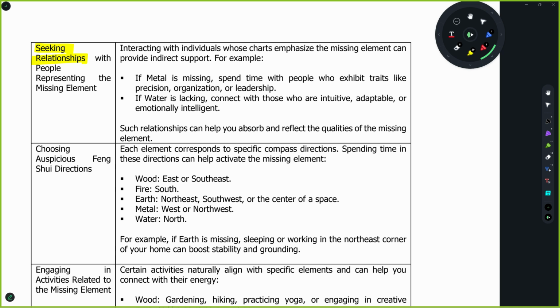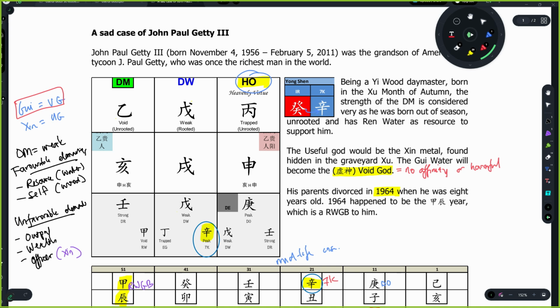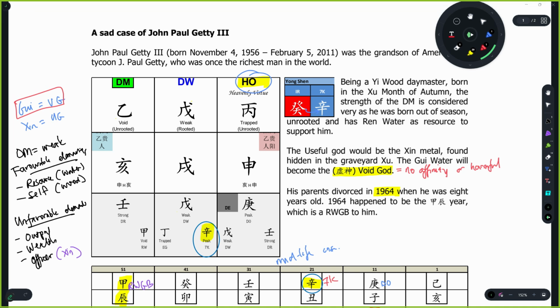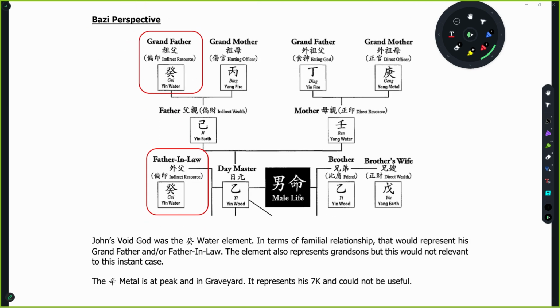Now, when you seek relationship, in the past, where nuclear families are larger, extended families, where it takes a village to nurture a child, family members play a role. Now, what would be in the familial relationships for a male Yi Wood? So for a male Yi Wood day master, what would be Gui water?